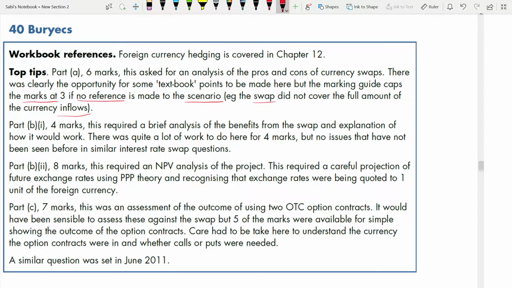So if you are just writing general points, you will not cover this point. This is there in your case study. So you have to refer to the case study. They have given it in the example also.